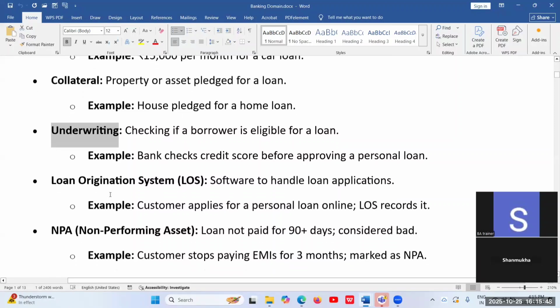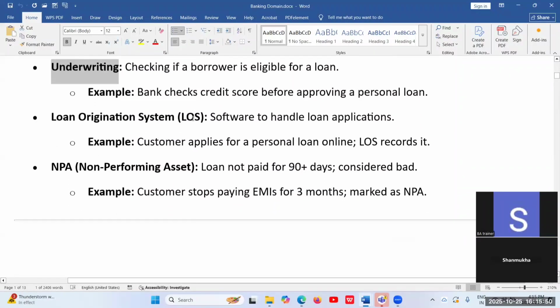And then we have LOS. LOS means loan origination system, software to handle loan applications. This is an application that handles everything related to the loans whoever is taking from the banks, and their maturity, and their overdue. Everything with respect to loans will be handled in this loan origination system.